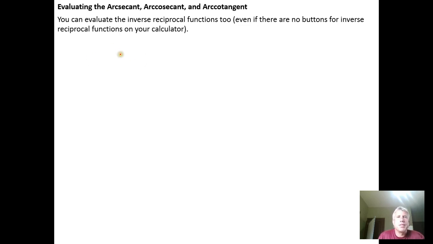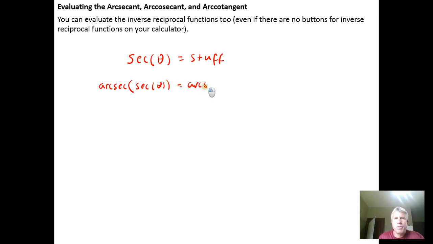The problem is if you are actually working with something where you have the secant of some angle theta equaling some value. So here's where you run into a problem. And what you want to know is what the angle theta is. So the typical approach would be to say, I'm going to take the arc secant of both sides. In other words, you apply the inverse function. So you get arc secant of that value.